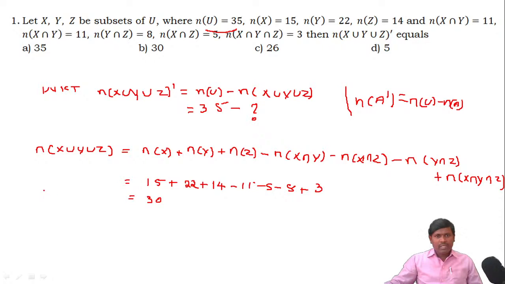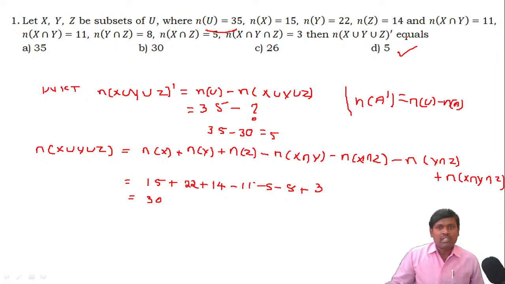So now we are going to substitute this value here, that is 35 minus 30, which is equal to 5. Therefore option D is the right option, this is the right answer. Okay, got it.